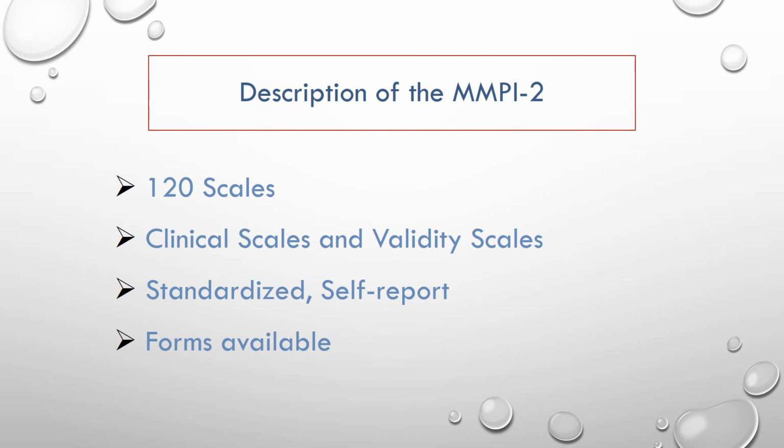The MMPI-2 is scored in subunits made up of 8 clinical scales to provide clinical profiles. These scales are termed hypochondriasis, depression, hysteria, psychopathic deviant, masculinity and femininity, paranoia, psychasthenia, schizophrenia, hypomania, and social introversion, which was added.